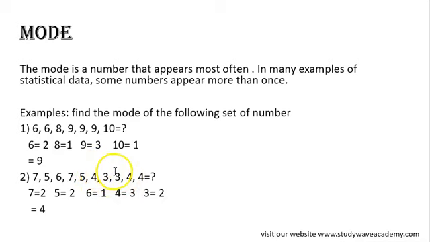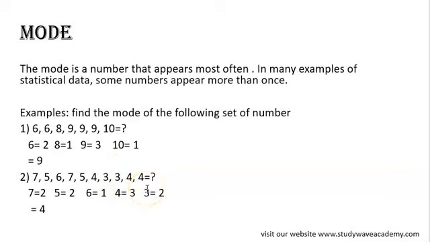Let's count. 1, 2, 3. 4 appeared 3 times. Okay, so we'll move to the next number. We have 3. We're going to write out 3 and count how many times 3 appeared. Let's count. 1, 2. 3 appeared 2 times.